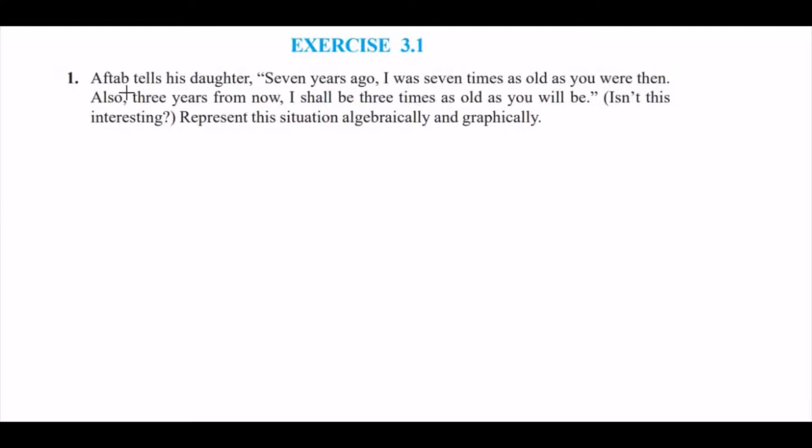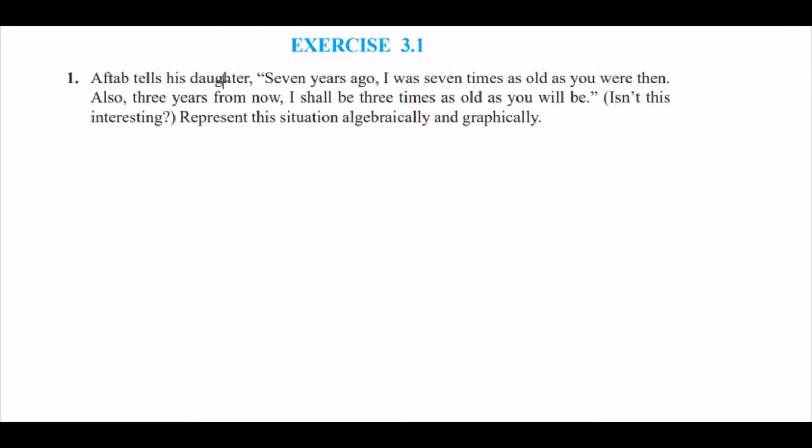So the first question is, Aftab tells his daughter, 7 years ago I was 7 times as old as you were then. Also, 3 years from now I shall be 3 times as old as you will be. Is not this interesting? Represent this situation algebraically and graphically.